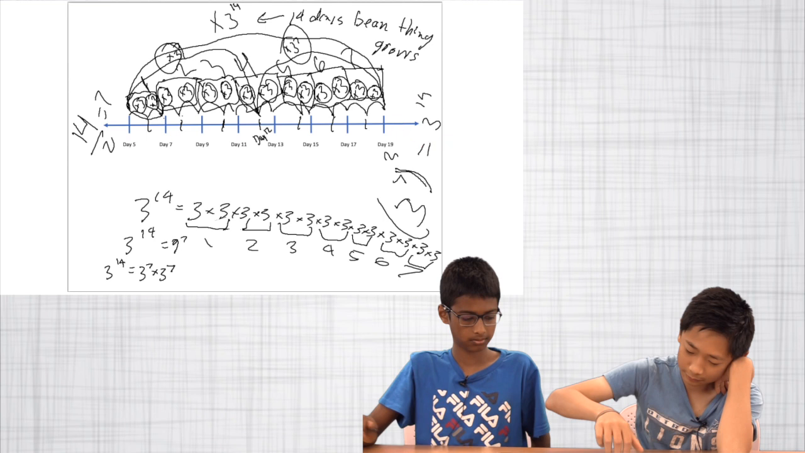Similarly, Josh explained that instead of breaking up the 14 days into two 7-day periods, you can break it up into 7 2-day periods. Over each 2-day period, the beanstalk grew by a factor of 9, so 3 to the 14 is also equal to 9 to the 7. In the next episode, Josh and Arobindo will explore the growth of their beanstalk over 101 2-day periods.